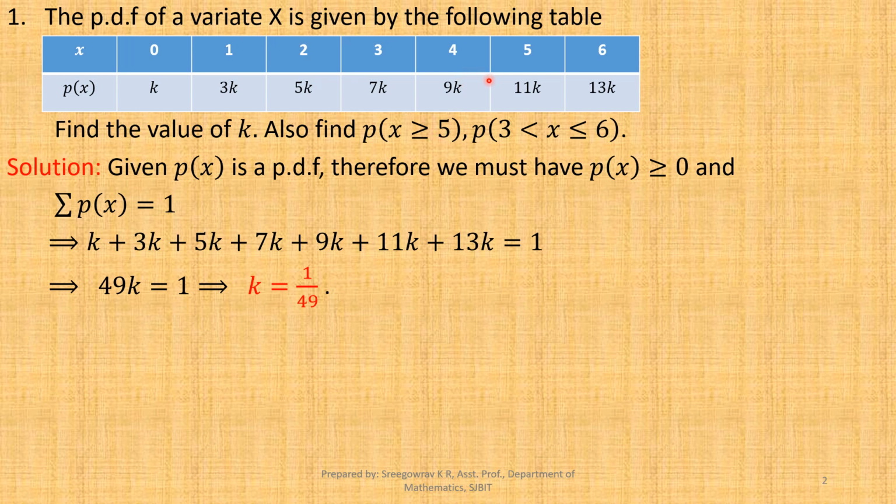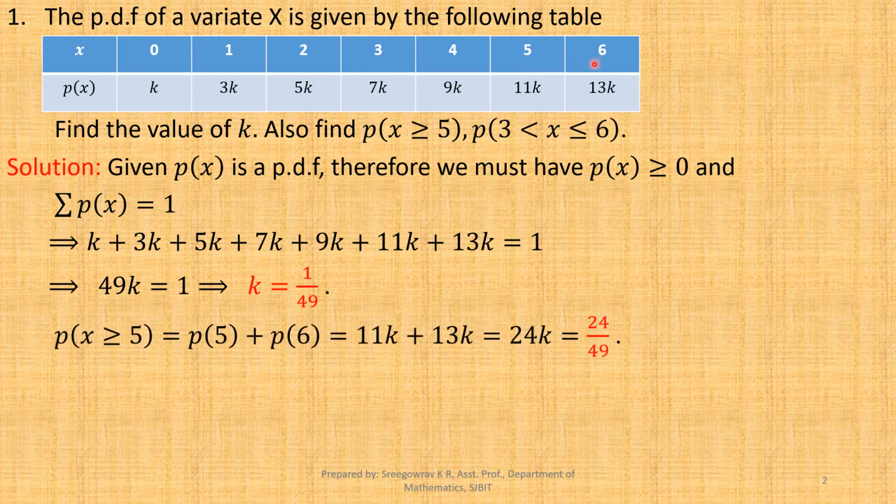Now look at the table. P of x greater than or equal to 5 means along with 5 the 6 is there. So write that term only. P of x greater than or equal to 5 means P of 5 plus P of 6. Substitute the respective values from the table, add together and substitute the value of k, we will get the final solution 24 by 49.